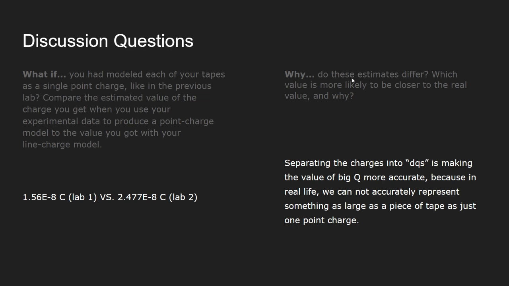Why do these estimates differ, which I already answered, but which value is more likely to be closer to the real value? I believe that the one from Lab 2 is more accurate because when you separate the charges, it makes the value of the big Q more accurate. In real life, we're not going to model a single piece of tape as one point charge. It's not something we can accurately represent, but we want to represent, on a smaller level, a lot of separate point charges instead of just one.